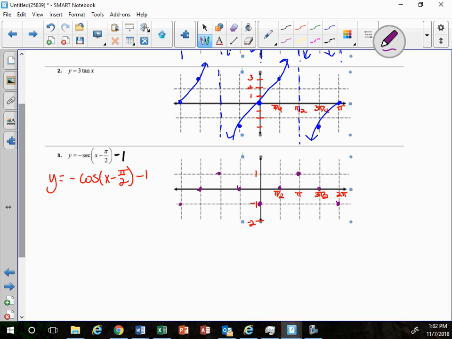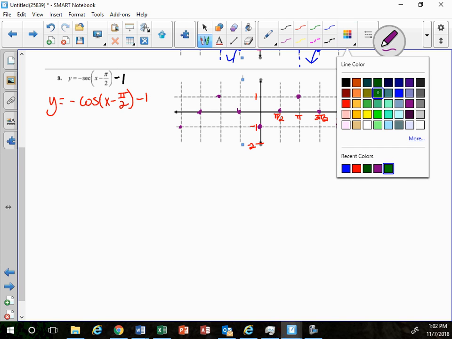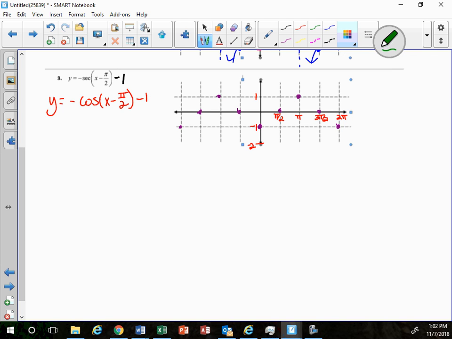Do you guys have questions on 2? Okay. So on 3, guys, I've got those dots. All I've done is basically flip cosine. Where am I shifting each of these points then? Yes. So to the right pi over 2 and down 1, which is diagonal, right? So that's 1 tick mark over, 1 tick mark down.